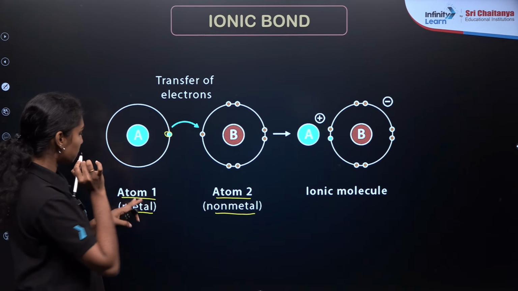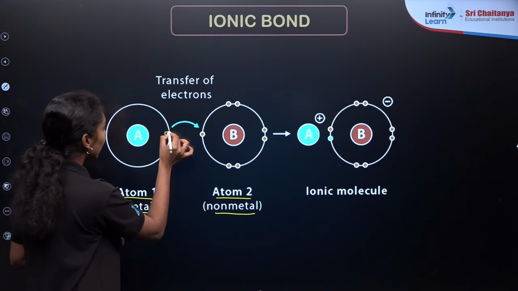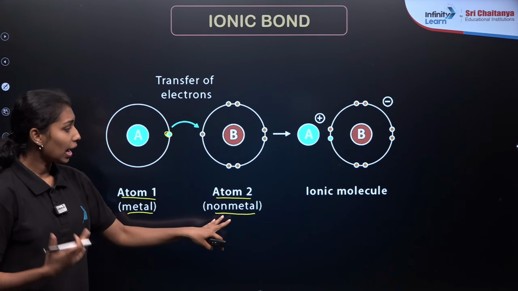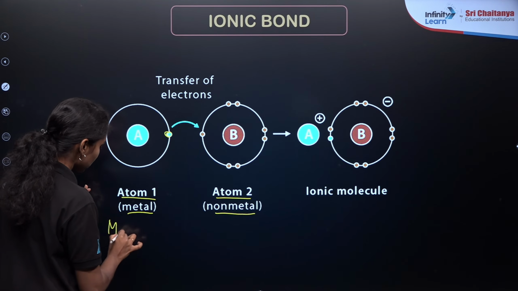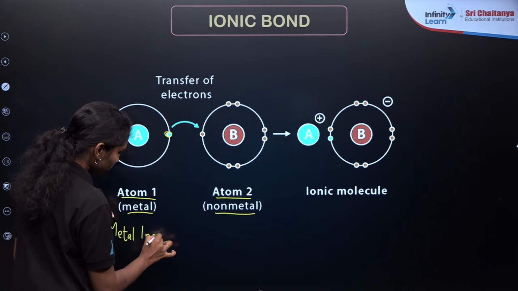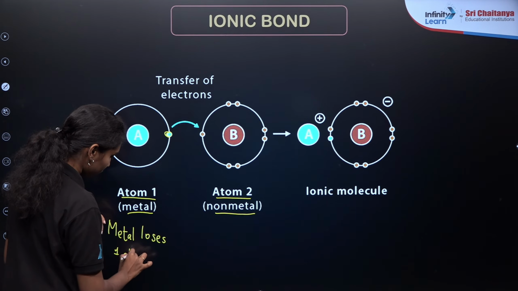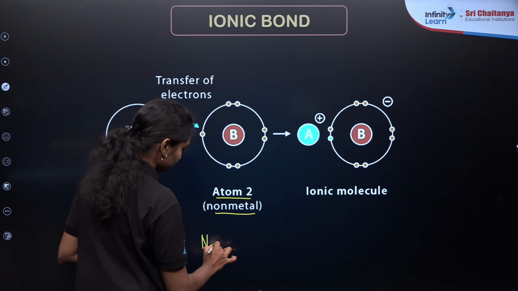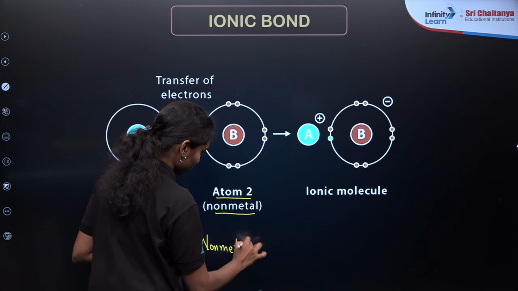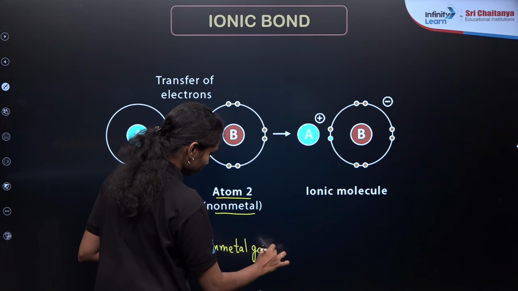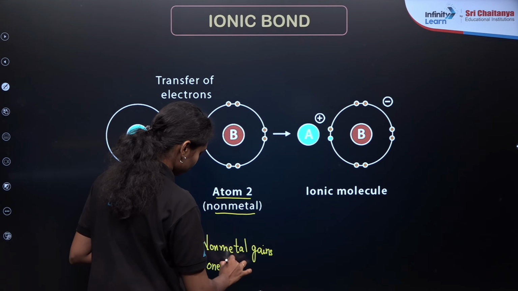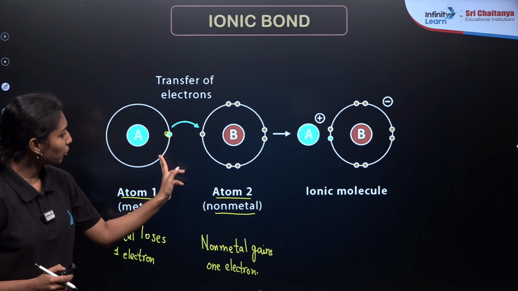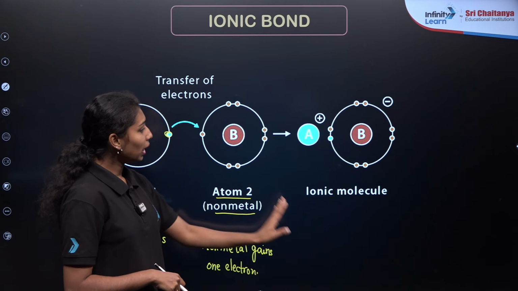This is one of the electrons in the first atom, the metal, right? So the one electron from the metal is lost from the metal and it is gained by the second atom, or the non-metal, right? I hope you are getting it. So here, the metal loses one electron. And the electron lost from the metal will be gained by the non-metal. Is that clear? This is the electron. It is gained by the second atom, the non-metal, to form the ionic molecule.